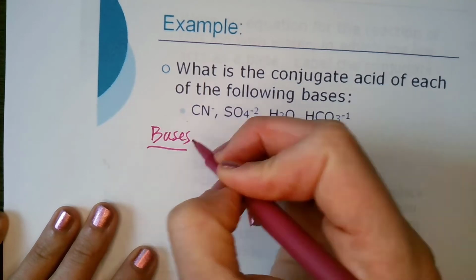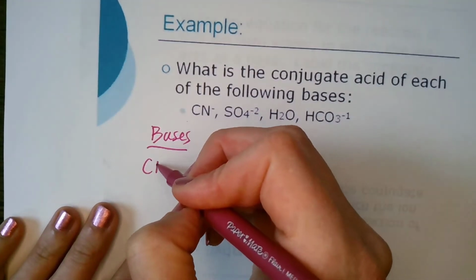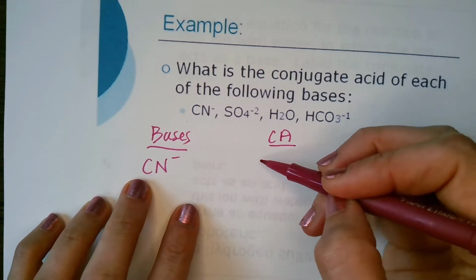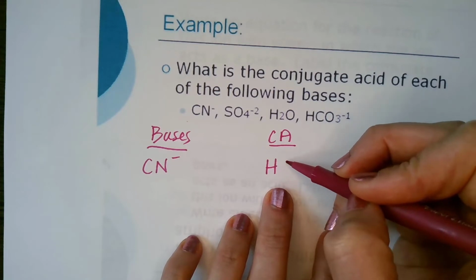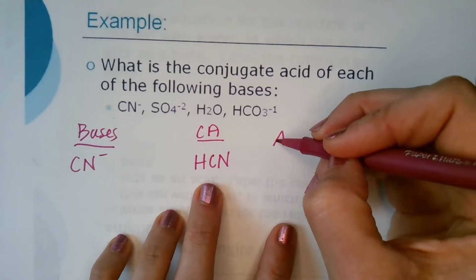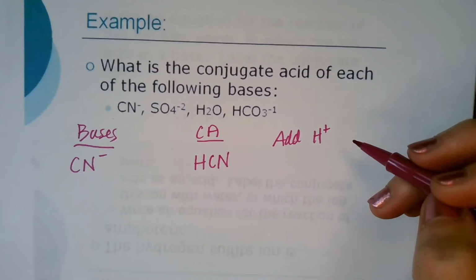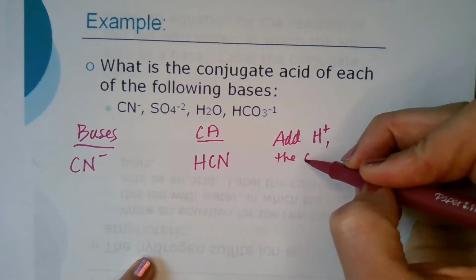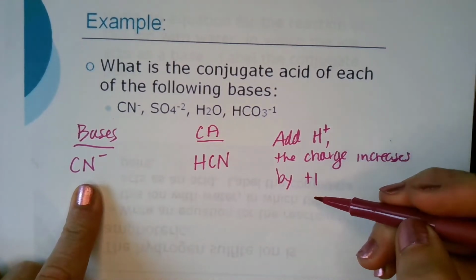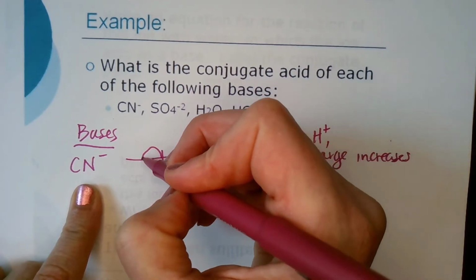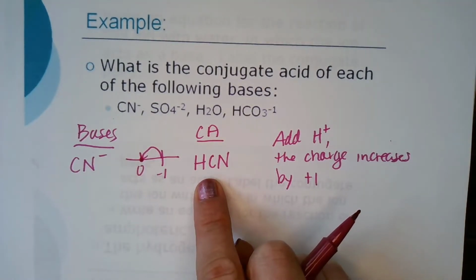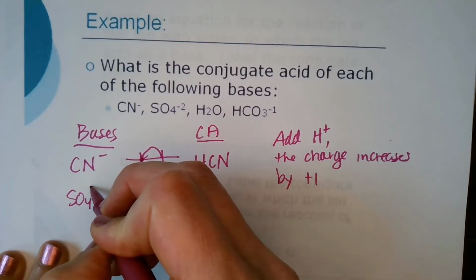Let's look at some examples where we have to find the conjugate acid of each of the following bases. So here are my bases. Let's find the conjugate acid. I just have CN minus. A conjugate acid is going to have that extra H, so it's going to grab an H. So we go from CN minus to HCN. When we look at charges, if we add an H plus, the species increases by +1. If I was a -1, I'm going to go up to 0. So I now have HCN, or cyanic acid.